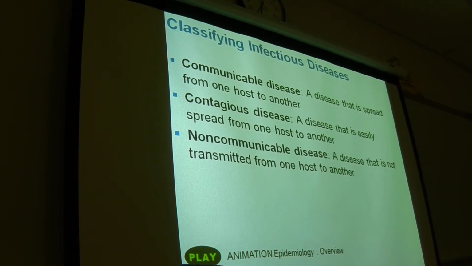Okay, a non-communicable disease is a disease that is not transmitted from one host to another. Anybody come up with an example of that? Would it be from, let's say, a human host to an animal host that would harbor the disease? Yes, that's true, but even within one species, there are non-communicable diseases. The one that comes to mind first is something like cancer, right? Completely non-contagious and non-communicable. It doesn't go from one host to another.